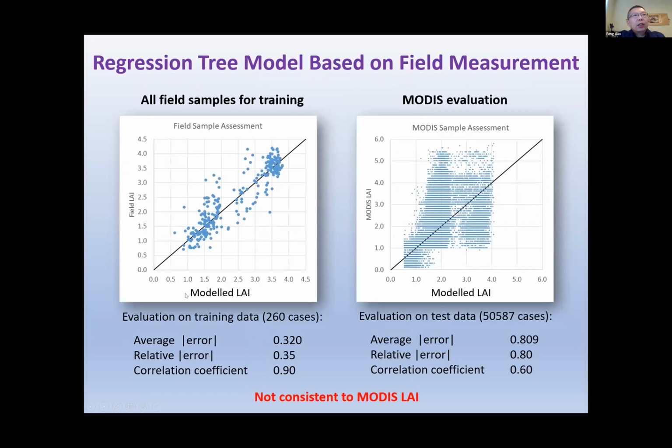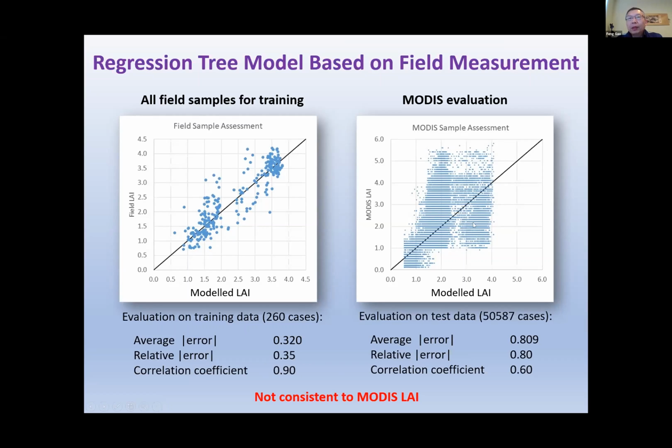On the left side is the training using the field measurement. This is an assessment using the samples, and we can see we can capture some high values if we just use the reflectance from all bands. But when we apply this model to the MODIS samples, the relationship between the RI generated from the model and the MODIS RI is scattered.